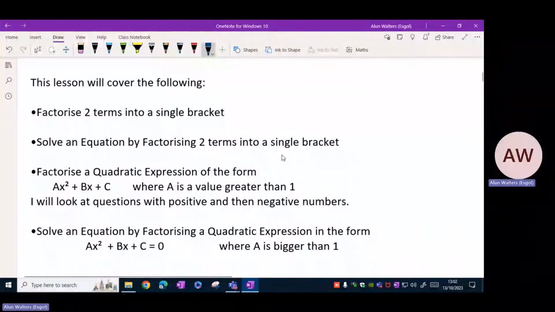So what I intend to do this lesson is outlined as shown, and here we go. Factorising two terms into a single bracket. I'm hoping this will be fairly straightforward, but it's something we're going to use in the harder questions later. So a sort of question we'd have is something like this.